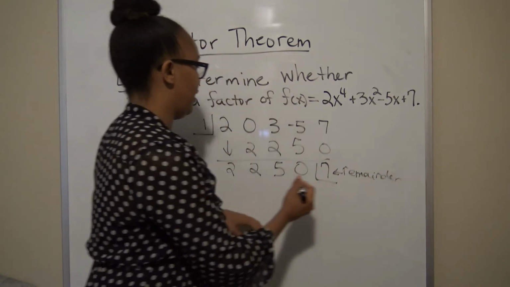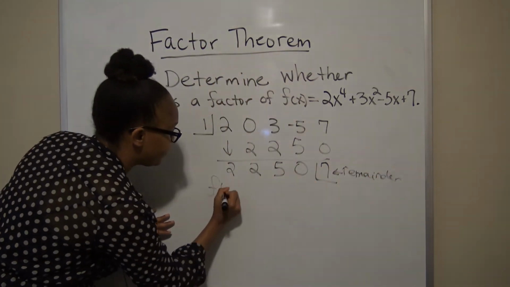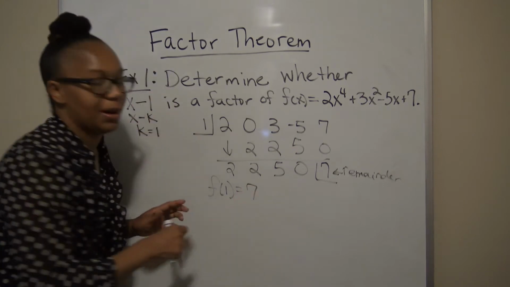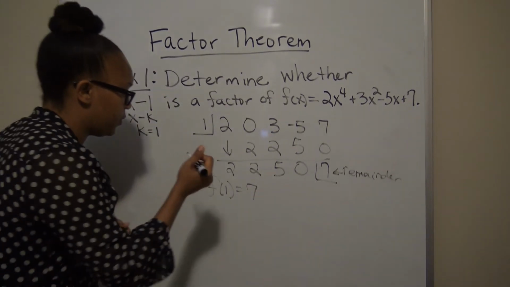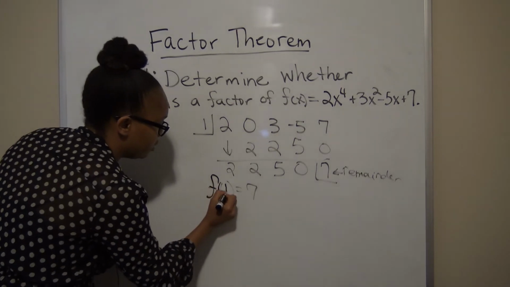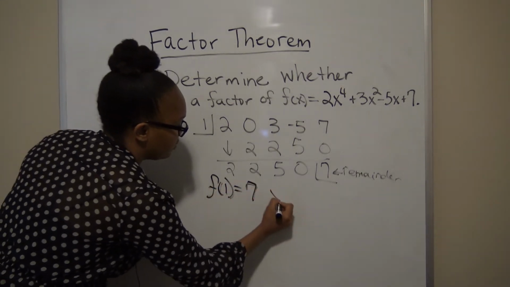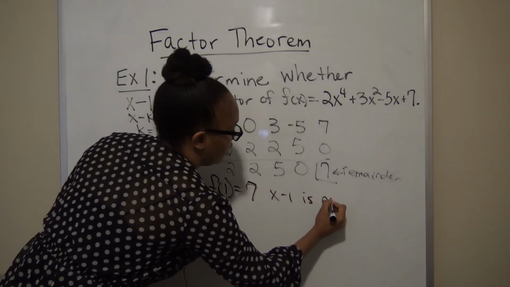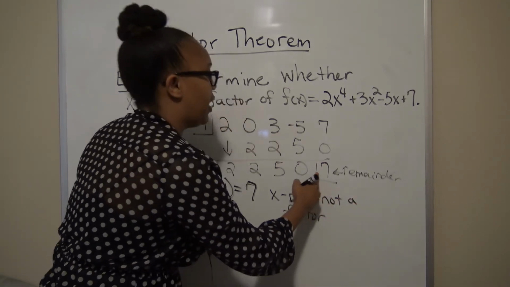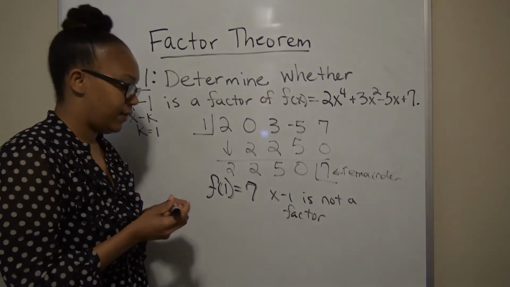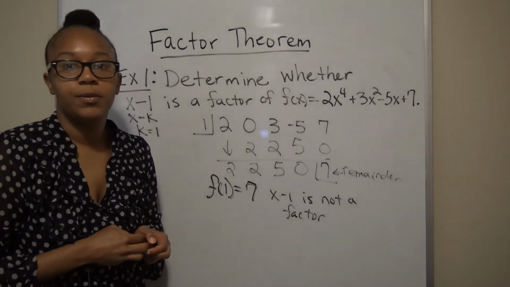That means that f of 1 is equal to 7. And my marker's running out. f of 1 is equal to 7. That's not 0, so we will say that x minus 1 is not a factor. This would have had to be 0 in order for it to be a factor. So that's how you will work that example.